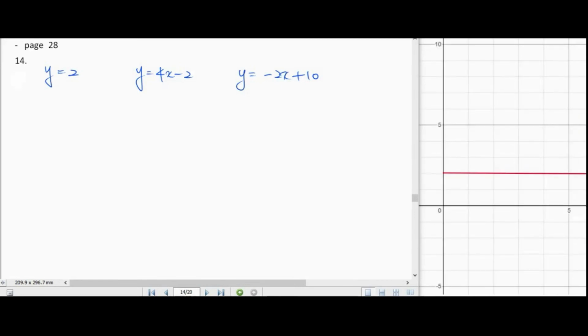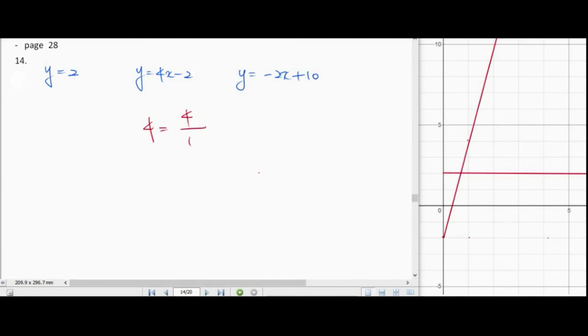The second was y equals 4x minus 2. Starting from negative 2, when x moves by 1, the y moves by 4. So the run moves by 1, the rise moves by 4, until here. And connecting these two, this will be the graph for the second one. And then there's one left.